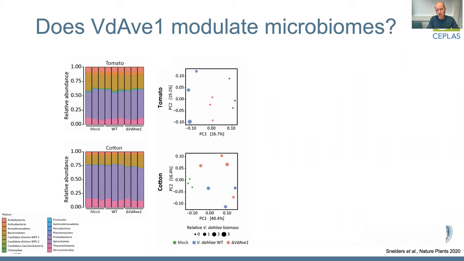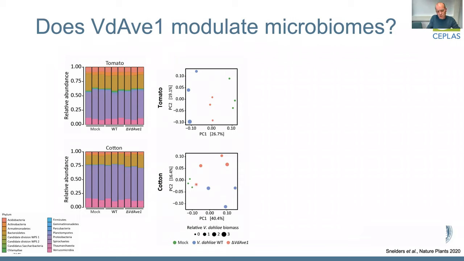Now, one of the assumptions could be that AV1 may be an important virulence factor on tomatoes, so maybe already the amount of biomass of the fungus makes that there is a change in the microbiome of the host. And we try to take this into account because you will see that the sizes of these dots are different. The size of the dot is a measure for the amount of biomass. And so here, yes, on tomato, the AV1 deletion strain doesn't make so much biomass.